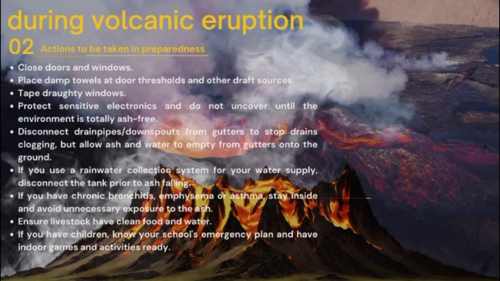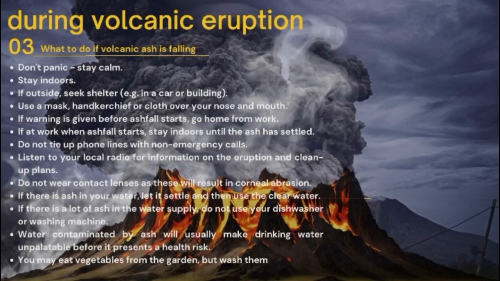Third, or the last, is what to do if volcanic ash is falling. Don't panic, stay calm, stay indoors. If outside, seek shelter. Use a mask, handkerchief, or cloth over your nose and mouth. If warning is given before ashfall starts, go home from work. If at work when ashfall starts, stay indoors until the ash has settled.